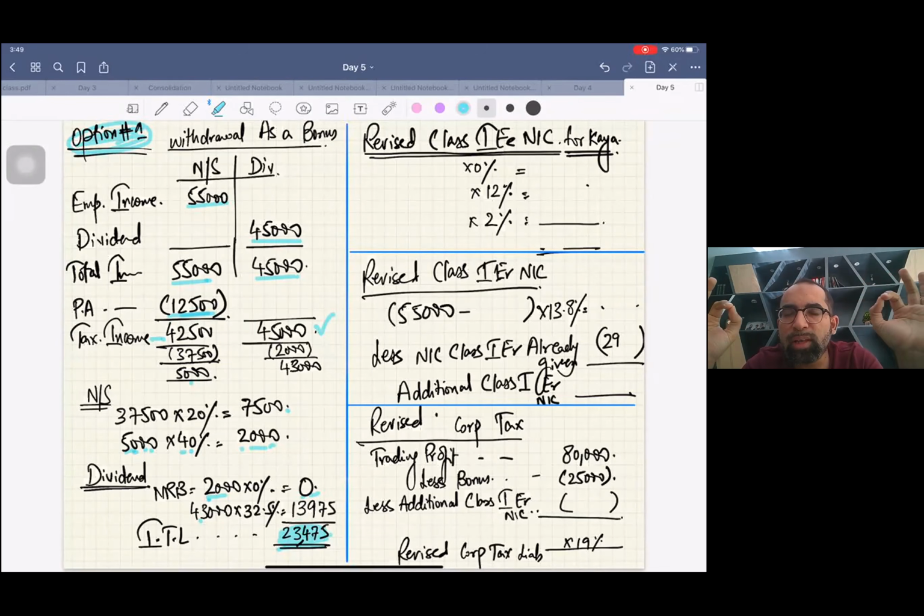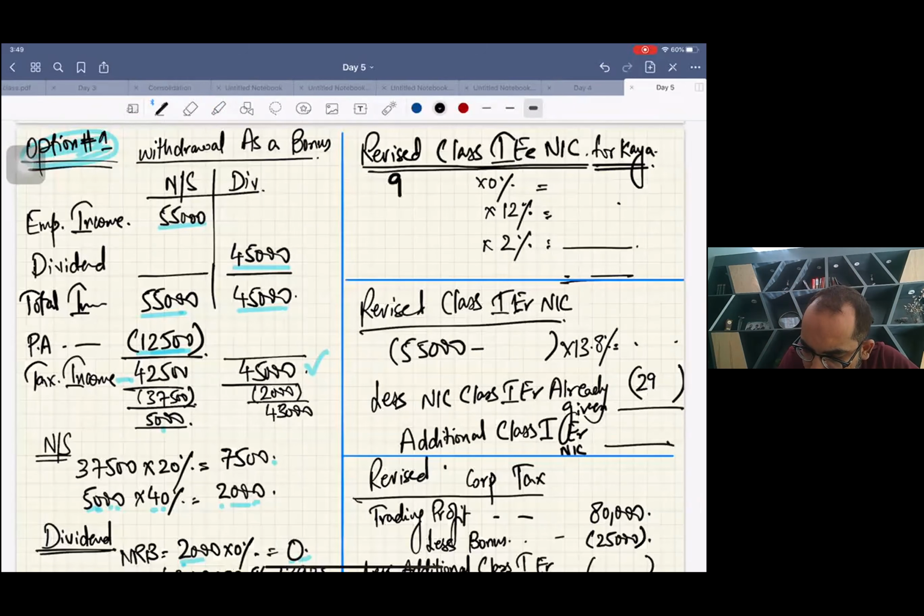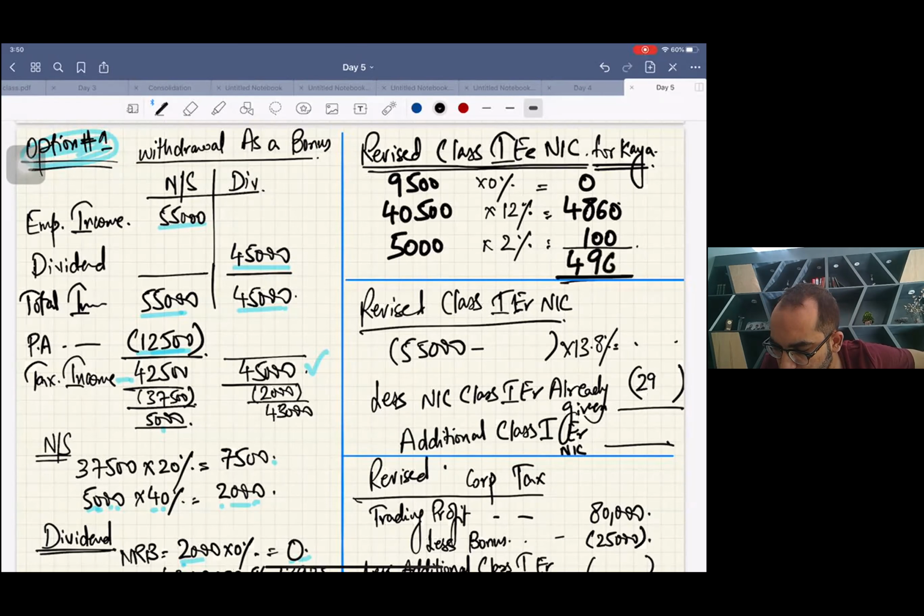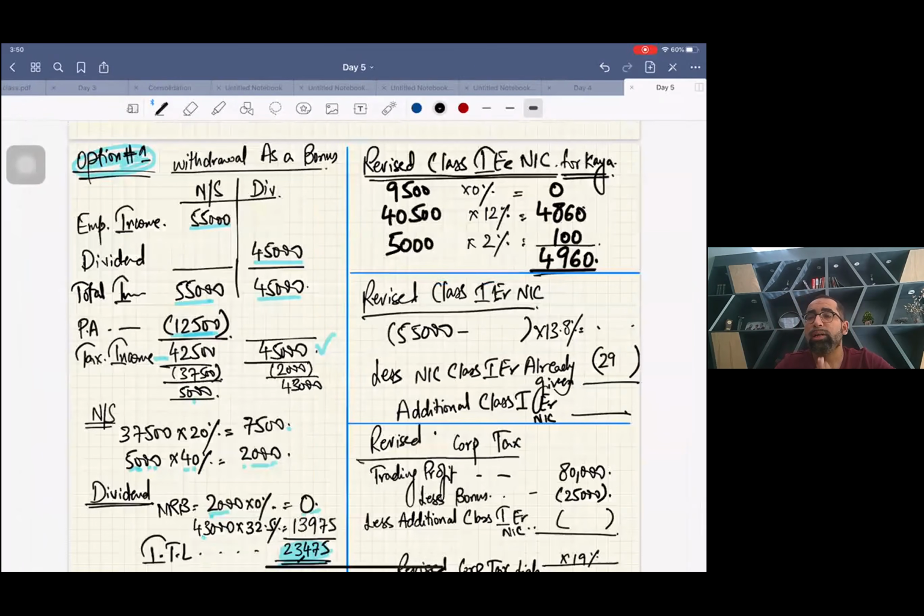So let's calculate class 1 employee NIC on 55,000, right? Do you remember the rates of class 1 employee NIC? I just told you, or you can open your kit. In the examination, you will be given the rates. For the first 9,500, it's 0%. From 9,500 to 50,000, which is 40,500, it's 12%. And then you have 5,000 extra at 2%, which is 100. 40,500 times 12% is 4,860. So your revised class 1 employee NIC is 4,960.